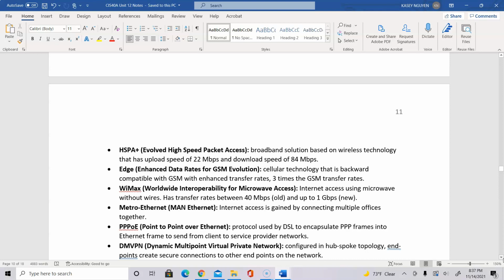PPPoE, this is Point-to-Point Protocol over Ethernet, which uses a DSL line to encapsulate PPP frames. And that will be sent from the client to the service provider network. So it needs to be encapsulated using PPP, so that way it will be transmitted over Ethernet.